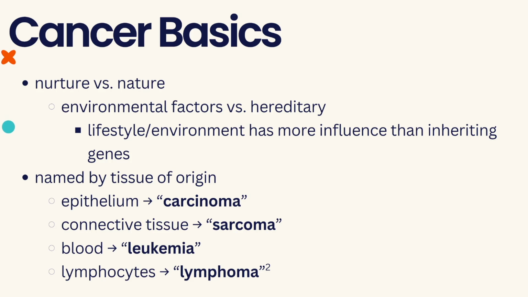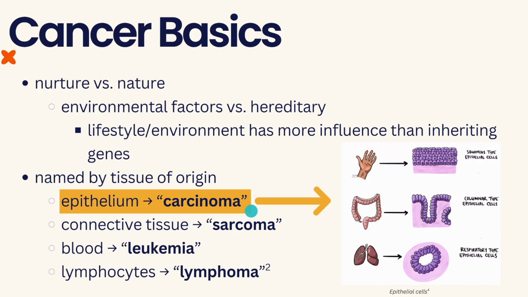Cancer is mostly influenced by environmental factors, and the influence of environmental factors outweighs the influence of hereditary factors. Cancer could occur in several different cells of the body, and that's how it is named. Since we're talking about hepatocellular carcinoma, this HCC disease is going to start with cancer affecting those epithelial cells. So it's called carcinoma.